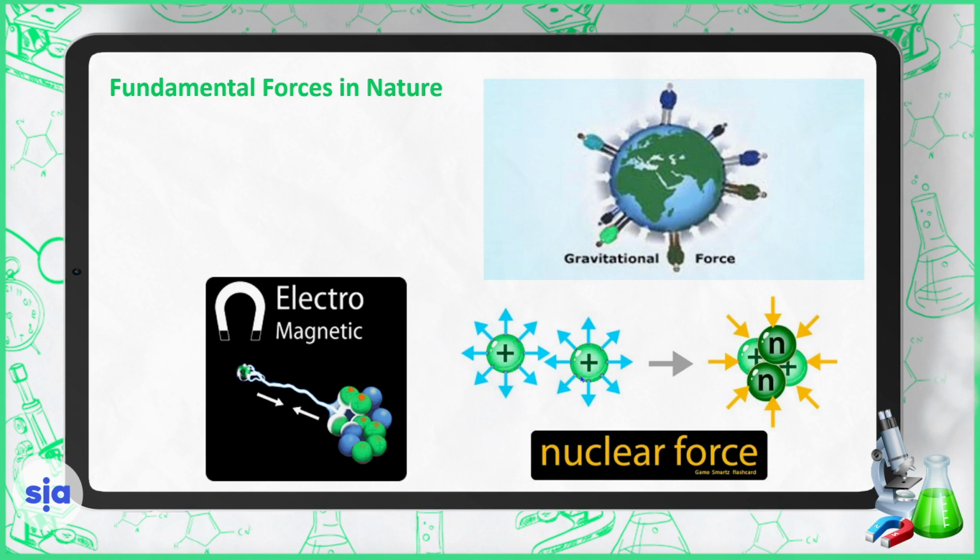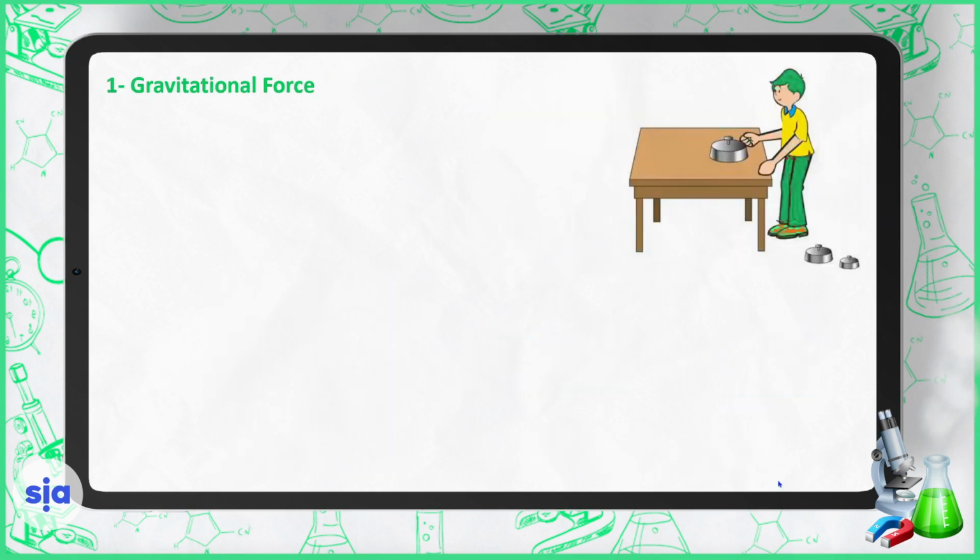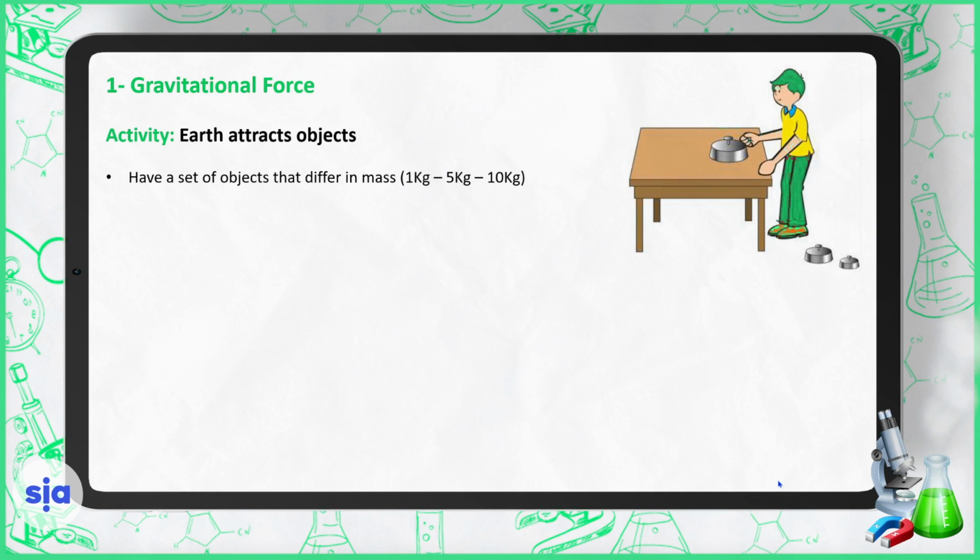Here are some fundamental forces in nature. We're going to study gravitational force, electromagnetic force, and nuclear force. The first one is gravitational force. And let's think about this activity together. Earth attracts objects. Have a set of objects that differ in mass. Let's say 1 kilogram, 5 kilograms, and 10 kilograms. Try to lift each mass and put it on the table. Start with the smallest mass, then the next in order, until the biggest one.